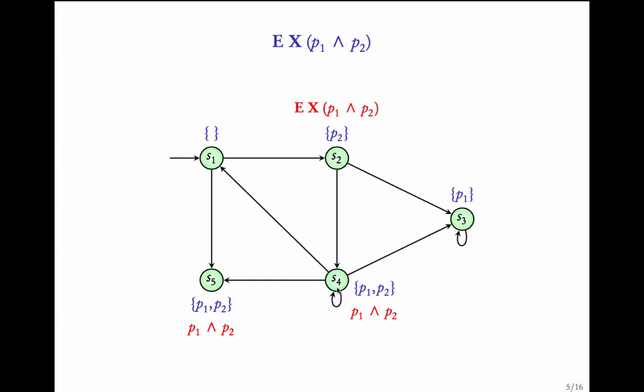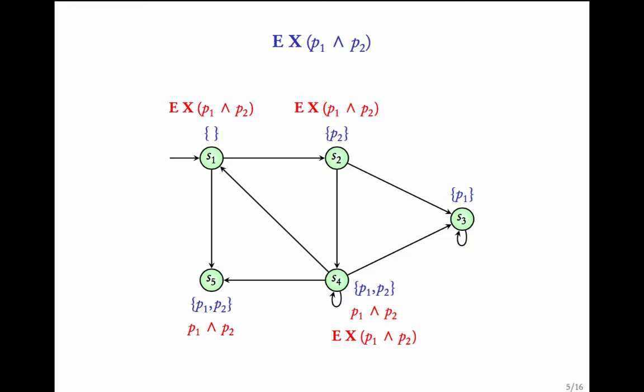Similarly, look at S4. There exists an edge. So this is an edge, right? There exists an edge back to S4 and S4 satisfies P1 and P2. Hence, S4 satisfies EX P1 and P2 as well. If you look at the computation tree starting from S4, there will exist a path which satisfies X of P1 and P2. And finally, this satisfies EX P1 and P2 as well because of this transition.